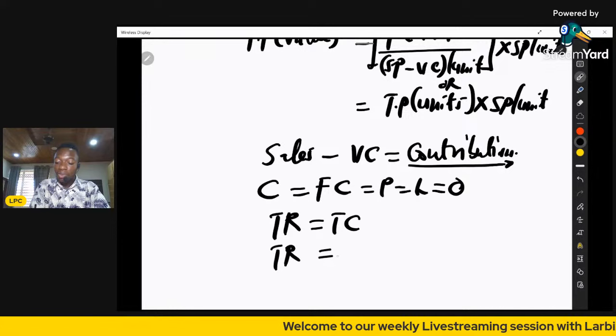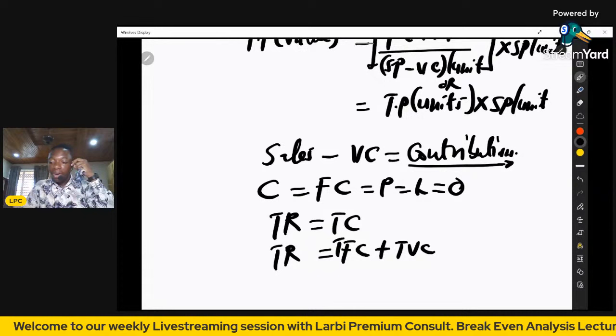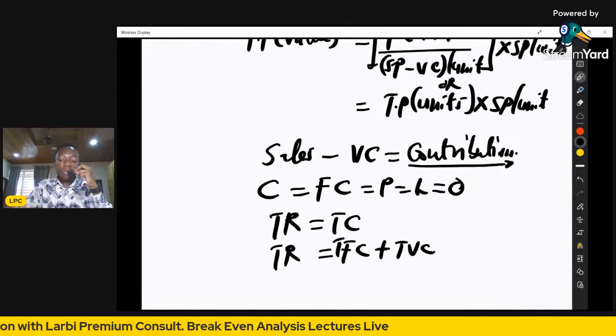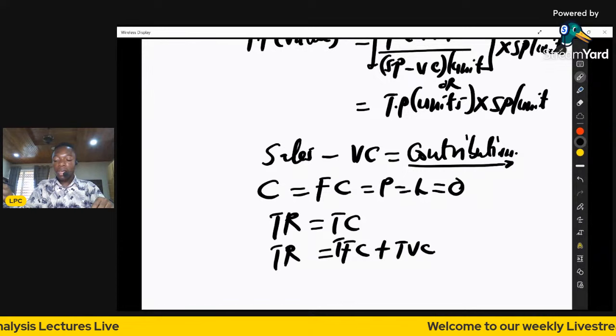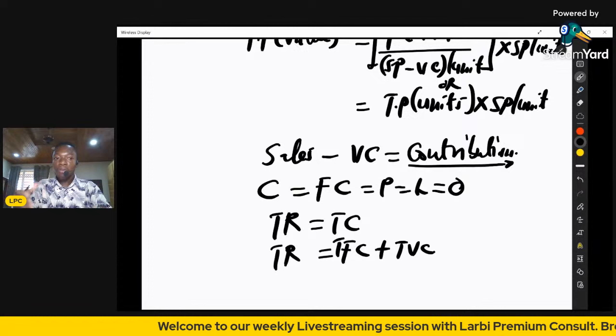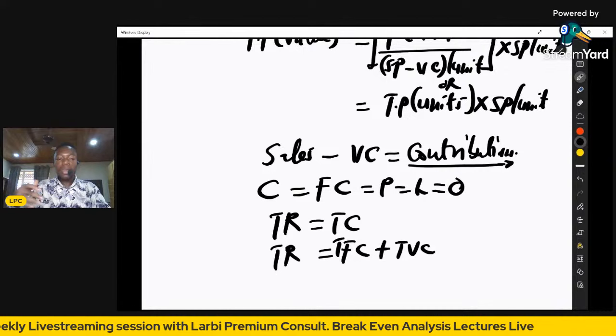So once we get our contribution, the contribution we use to cover our fixed cost, and at the end of the day, we get profit to be zero, our loss to be zero, and we break even. Meaning that once we compare sales to variable cost, we get a contribution, and then we use the contribution to cover our fixed cost, and we get our profit to be equal to zero. Our loss to be equal to zero, and we neither make a profit nor a loss, and we break even.